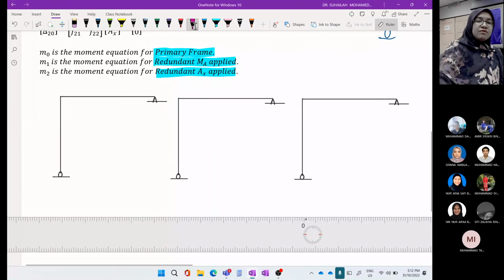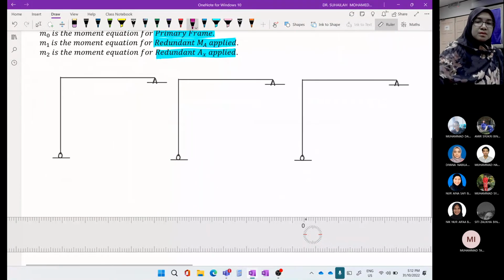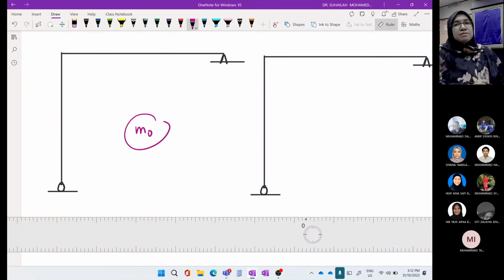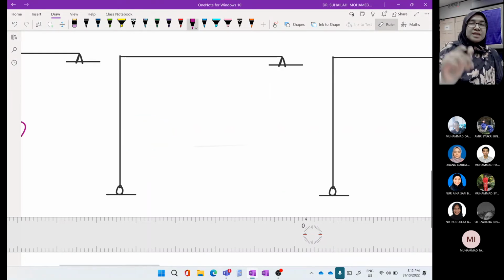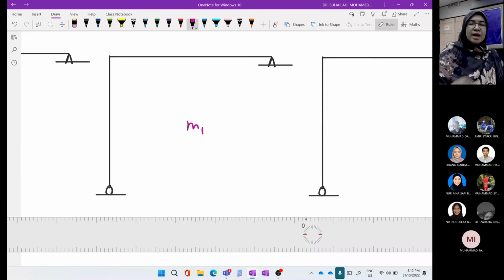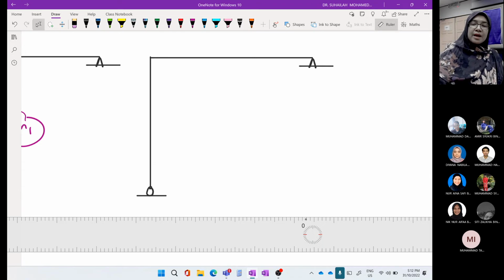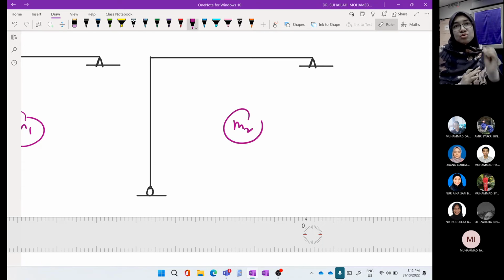Okay, so this one is for M0, which means this is the primary frame. From the label, we know that this is the primary frame. If you want to label, it's up to you. The second one, M1, belongs to redundant number 1. And M2 belongs to redundant number 2, the third system.